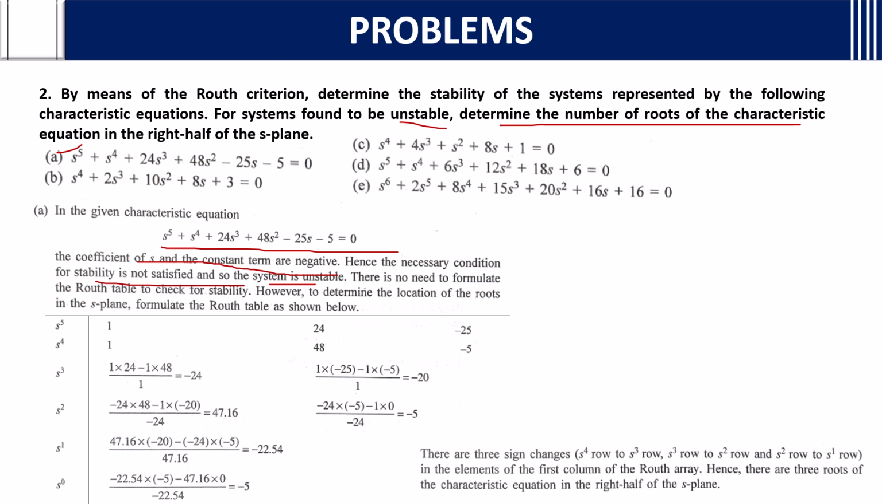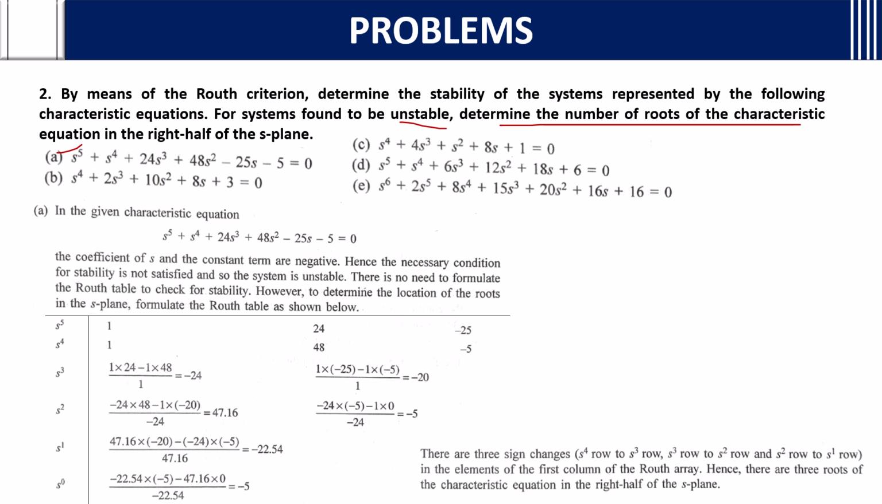There is no need to form the Routh table to check stability. However, to determine the location of the roots in the s-plane, formulate the Routh table. Just to find the stability, all the coefficients should be positive. As the constant term and the coefficient of s, the 25s term, are negative, obviously the system is unstable. No need to do the Routh criterion table to find whether it is stable or not.